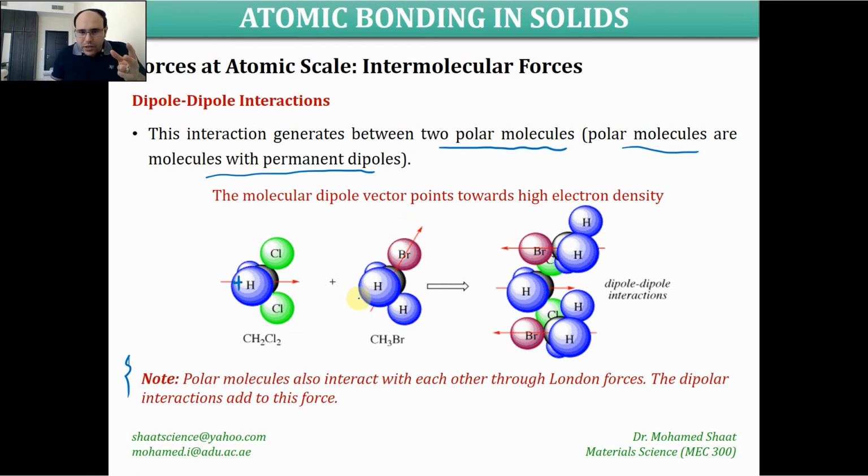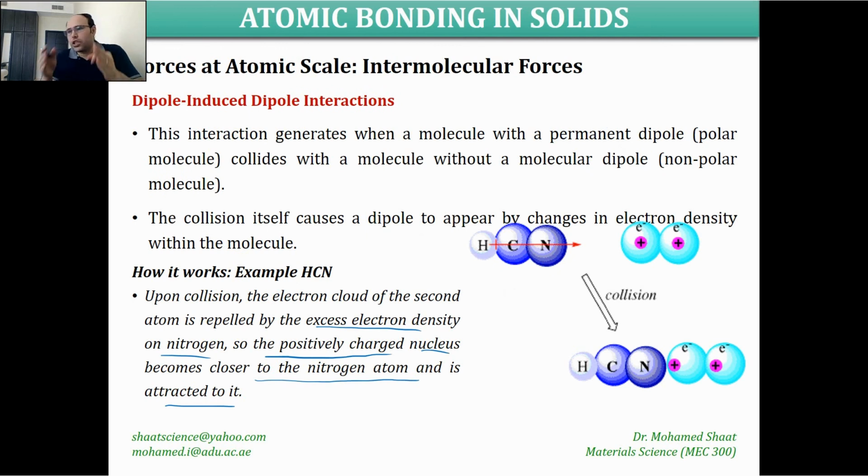Like this one, in that case, upon the collision, this molecule has two dipoles. One is permanent, one is induced. This one also has two dipoles. One is permanent, one is induced. So if the induced dipole of this one interacts with the induced dipole of this one, this gives the London dispersion force. If the permanent dipole of this one and the permanent dipole of that one interact with each other, this gives dipole-dipole interaction, which is the third force. But if the induced dipole of this one interacts with the permanent dipole of that one, this gives the second type, which is dipole-induced dipole interaction.